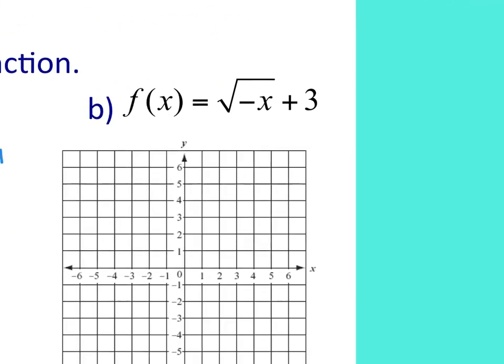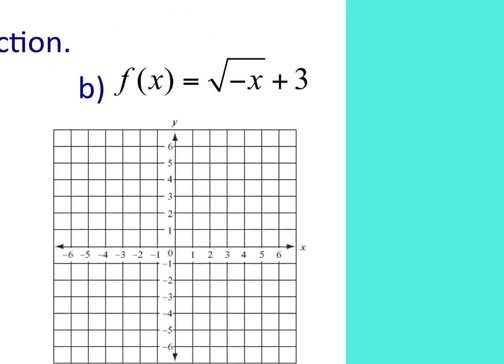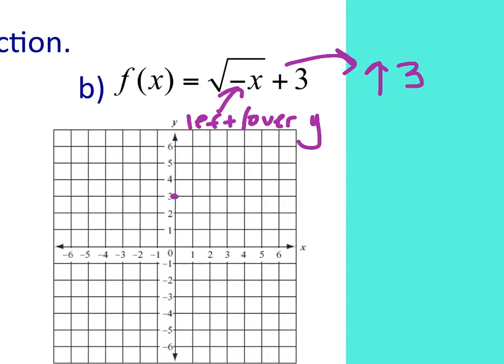B, what's the negative underneath doing? Over the y, right? Or pointing left. Left. Over the y, however you want to word that. The +3 is doing what? Up 3. So I go up 3, and I point it left. This time if I went to check and I plugged in like 1, I get the square root of -1, which doesn't work. That's how you'd know there'd be no points on the right-hand side.